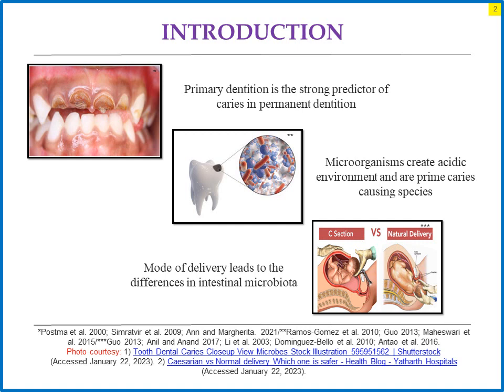Thirdly, the mode of birth delivery leads to differences in intestinal microbiota of infants and was suggested as one of the plausible risk factors for the acquisition of microorganisms in newborn babies.